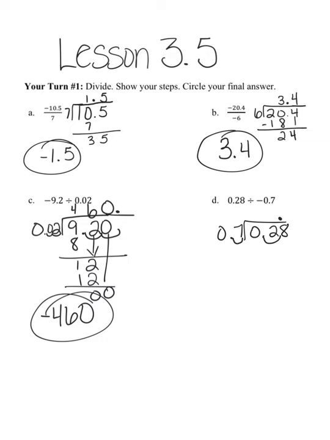7 does not go into 2, but 7 does, however, go into 28, and it goes in 4 times, and it goes in evenly. So I can see here my final answer is 0.4. And now I'm going to look at my original problem. I have a positive divided by a negative, which is a negative. So my final answer here is negative 0.4.